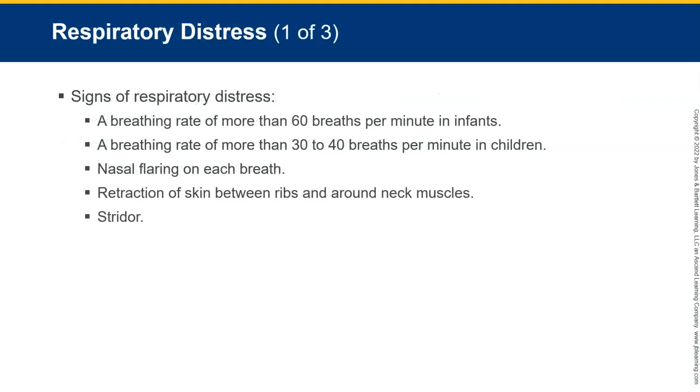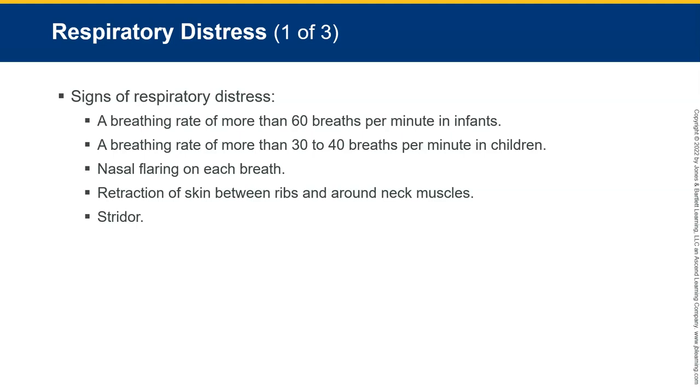So respiratory distress, what does that look like? Respiratory distress indicates that a child has a serious problem and requires immediate medical attention. Some of that looks like a breathing rate of more than 60 per minute in infants, a breathing rate of more than 30 to 40 per minute in children, nasal flaring on each breath, and then retractions of the skin between the ribs and around the neck muscles.